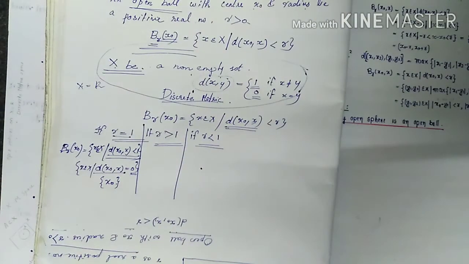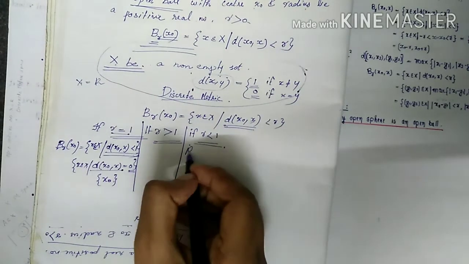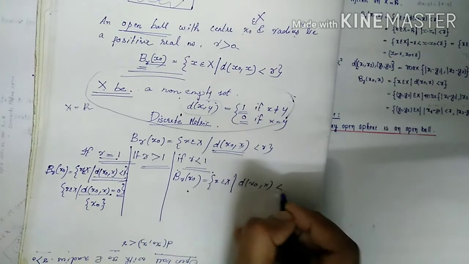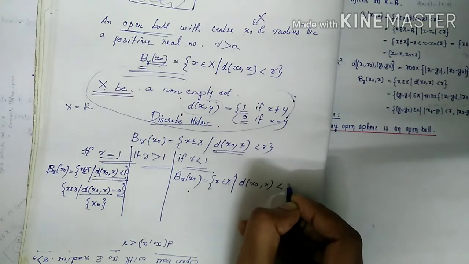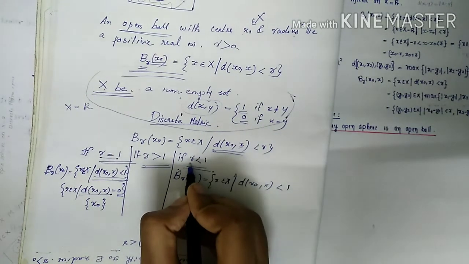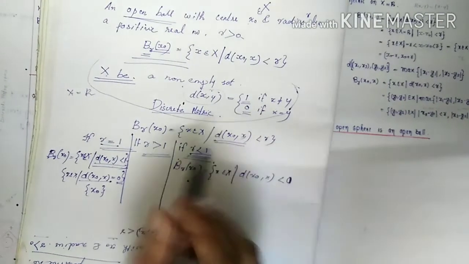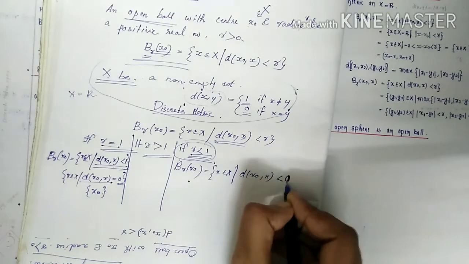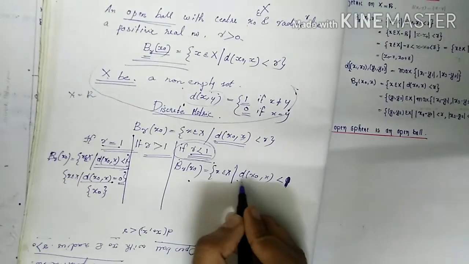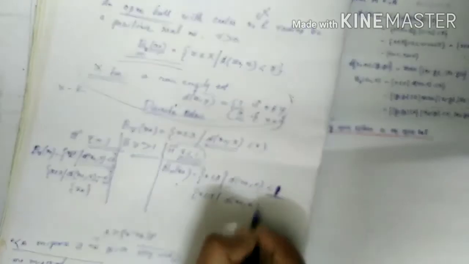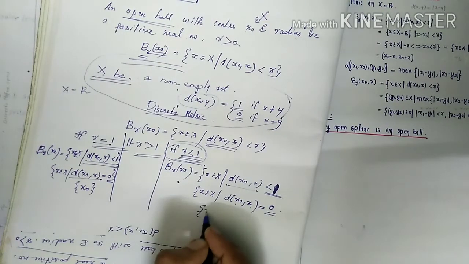Now if r is less than 1, then B_r(x0) is the set of x in X such that d(x0, x) is less than r. Since r is less than 1, the condition forces d(x0, x) to be 0, just as with 1. So we have d(x0, x) equal to 0, which means the distance between x0 and x is 0, so it is simply x0.